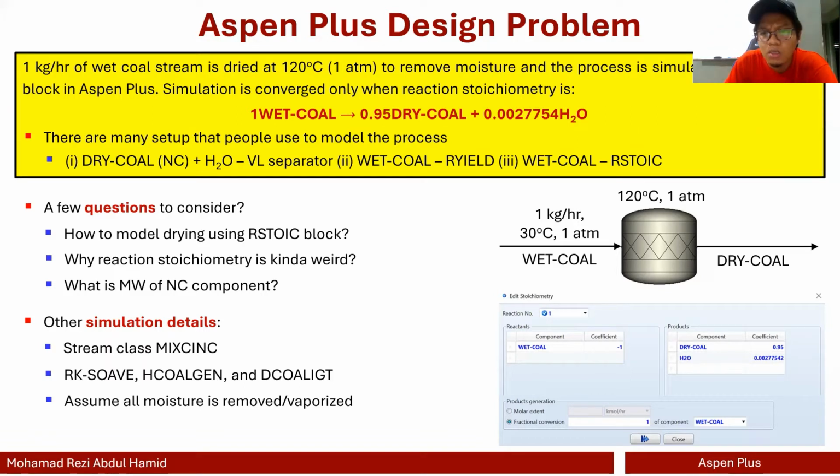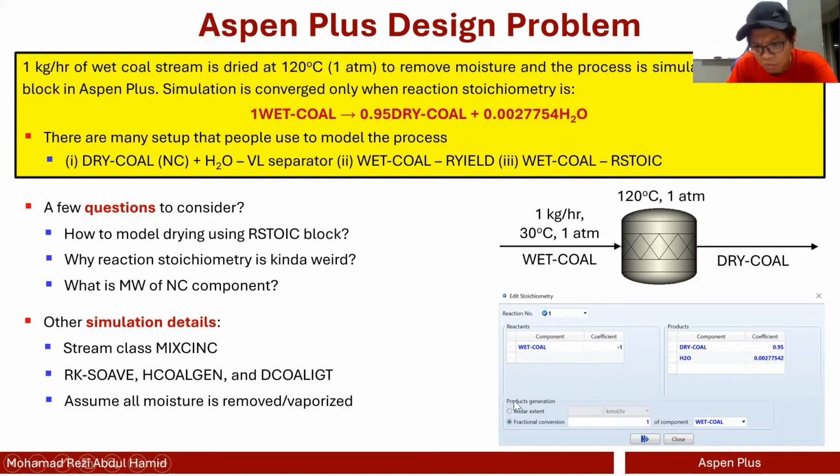To carry out the simulation, I'm just going to use the stream class MIXCINC, the stream class that deals with a conventional component plus non-conventional component without particle size distribution. I'm going to use RSTOIC, and for my thermodynamic property method, HCOALGEN and DCHARIGT correlations to give me information about enthalpy as well as density of my coal. All of this information is taken from sources, which I will show you in the next slide. And then I'm going to assume all moisture is removed or vaporized.